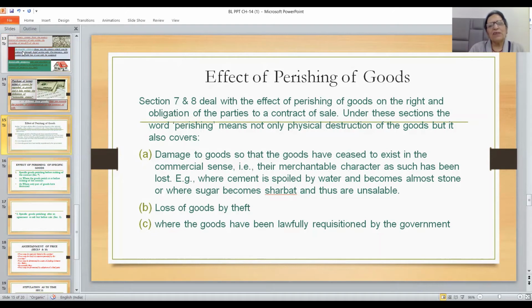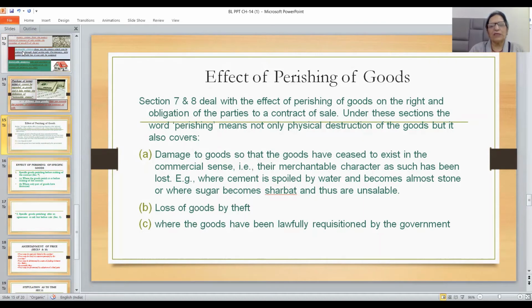So what is the meaning of the term perishing of goods? Perishing of goods doesn't mean the goods should be physically destroyed. Sometimes the goods are there, but their utility is lost. They are not fit for commercial use. Then also we will say the goods have perished. Say for example, when water gets mixed up with cement, it does exist, but it is not for use. Sugar becomes sharbat when it gets mixed up with water. The item is there, syrup is there, but it is not for use now.